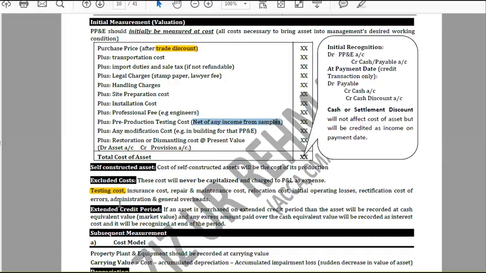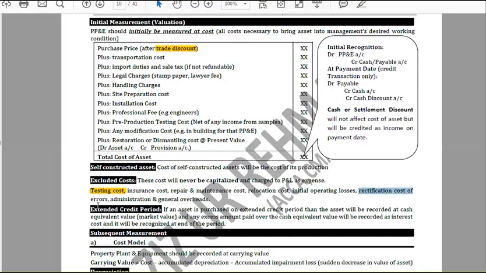Okay. So testing cost, then insurance cost, repair and maintenance, relocation cost. Relocation cost means the cost of shifting an asset from one place to another. Initial operating losses, for example, if we are unable to operate the asset efficiently, we don't have the experienced staff to operate that asset, and due to lack of experience we are incurring losses. These losses will be recorded as an expense.